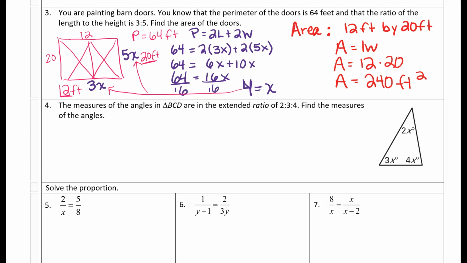Now, that was dealing with sides, and question 4 is dealing with angles. Now, I have already helped you out by giving you the picture, so I would like for you to pause this video and work out number 4.